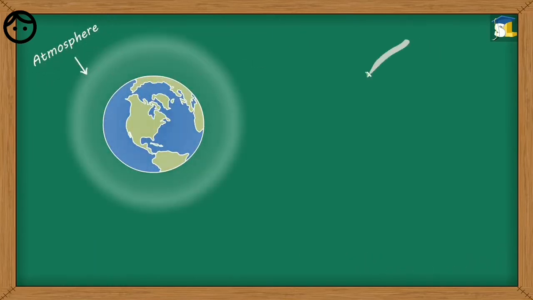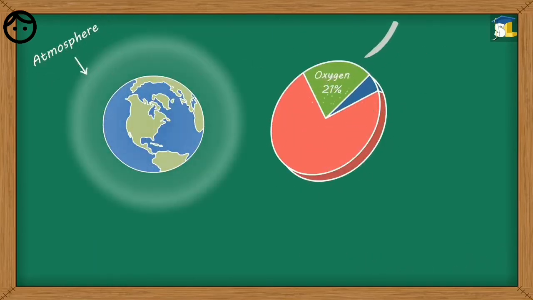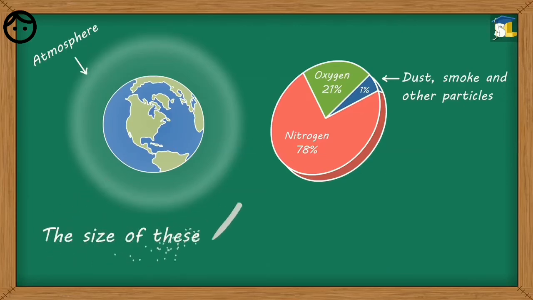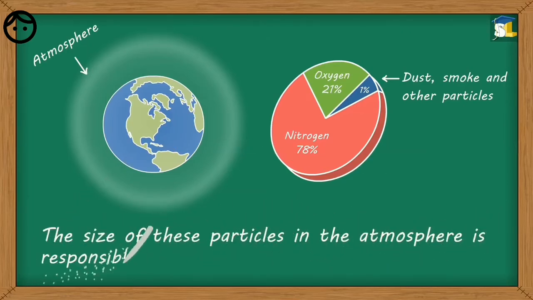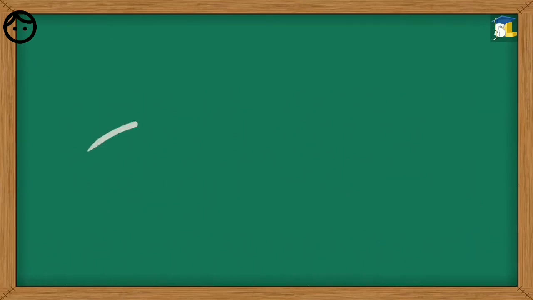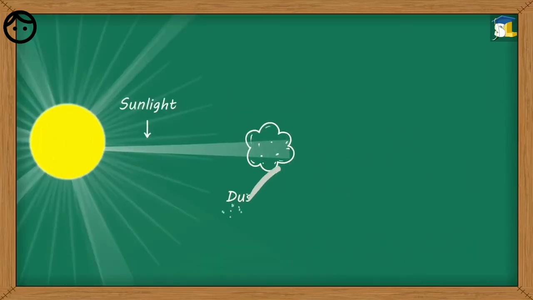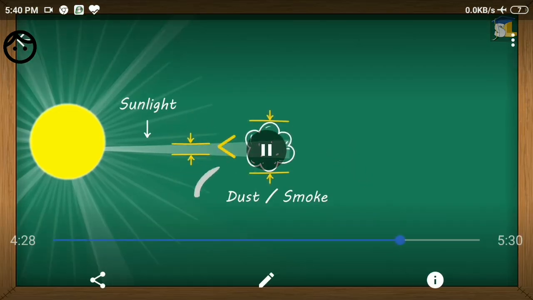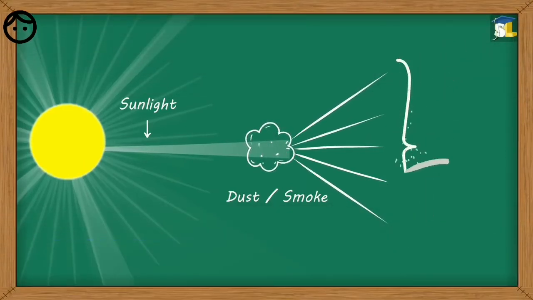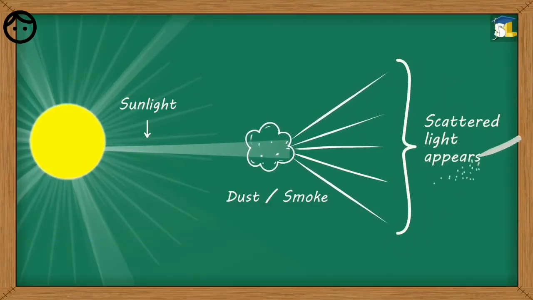We know that our atmosphere primarily consists of oxygen and nitrogen particles, along with dust, smoke, and other particles in comparatively smaller proportions. The size of these particles in the atmosphere is responsible for the color of scattered light. When the sunlight strikes particles of dust, smoke, etc., which are bigger than the wavelength of sunlight, all the colors of sunlight are equally scattered.